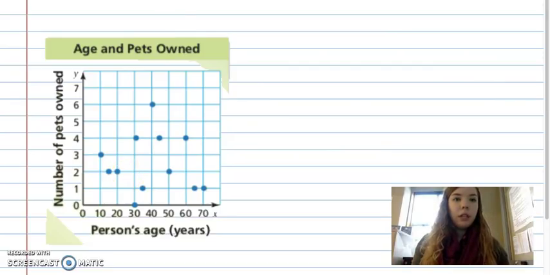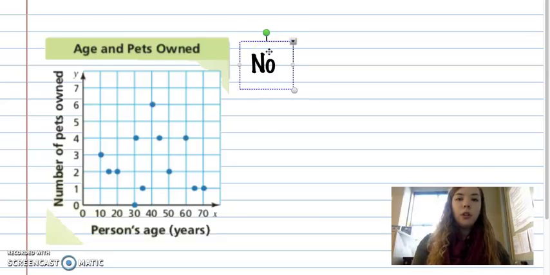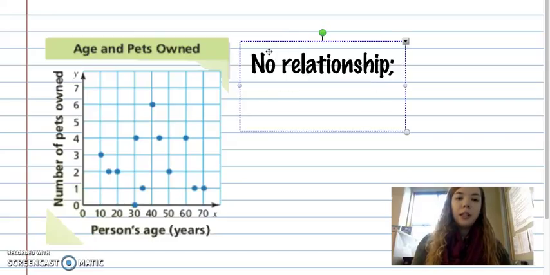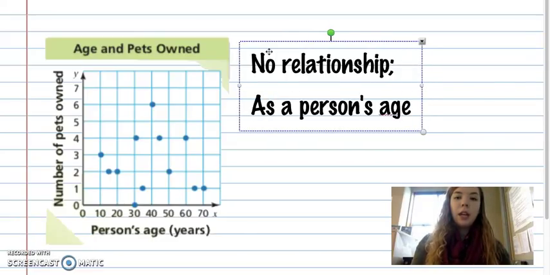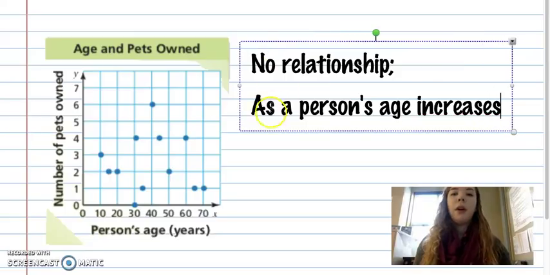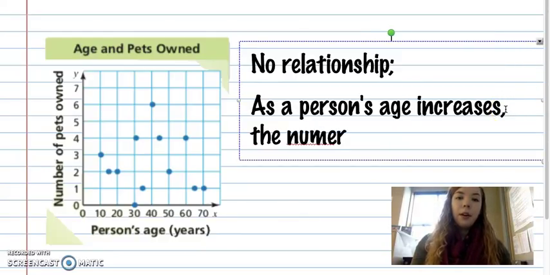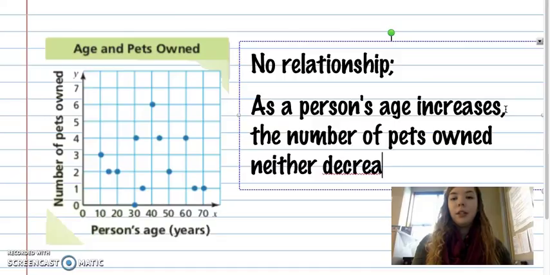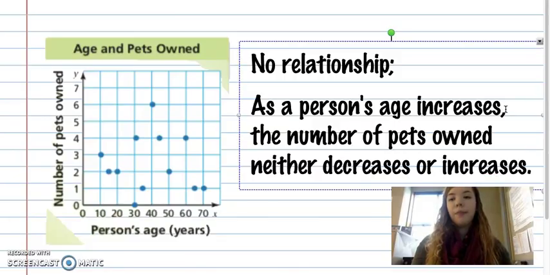All right, this is our second example for today. So I would say that this has no relationship. And then how we explain that is, as a person's age increases, you're always going to start that way. As your x value increases, the number of pets owned neither decreases or increases. Okay, so you're still using your labels.